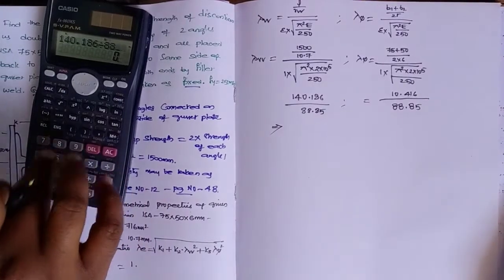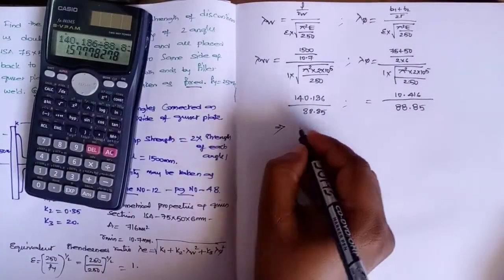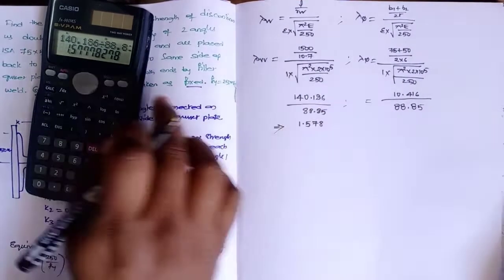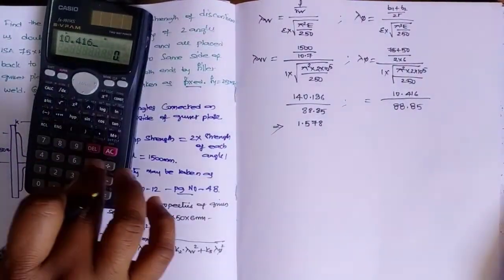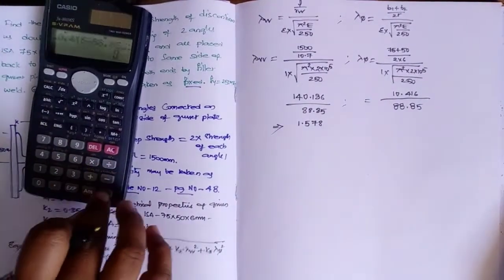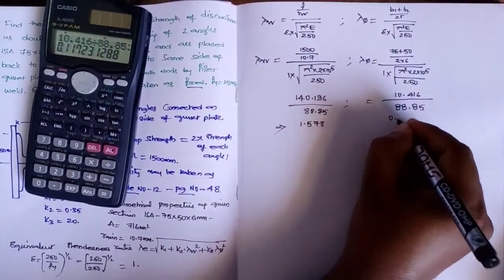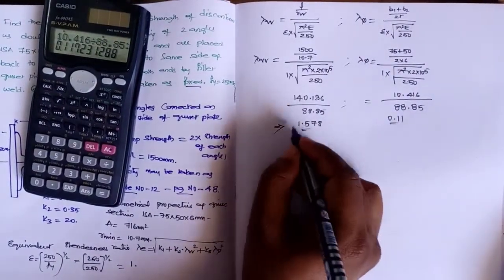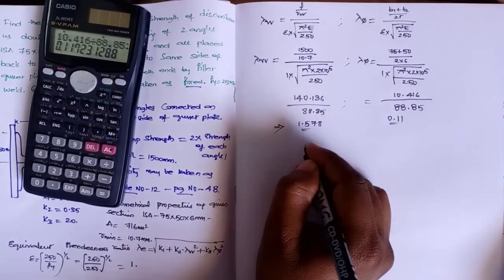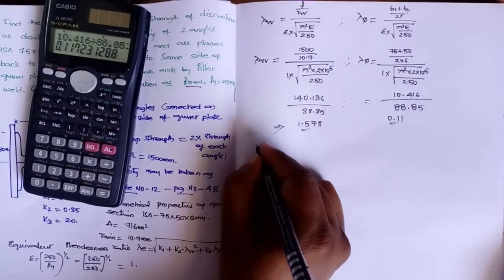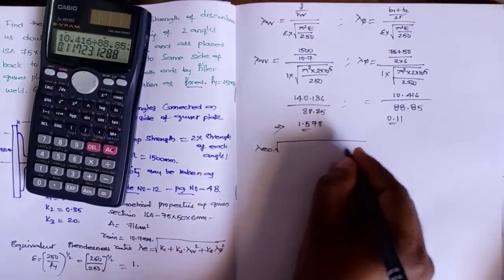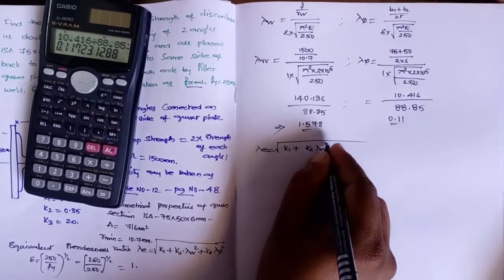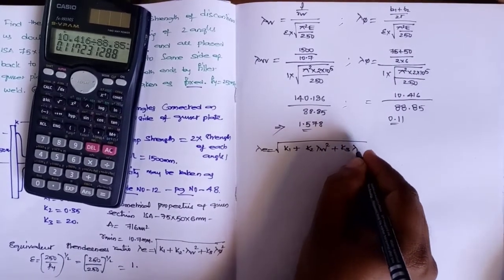Now if I solve 140.186 divided by 88.85, I got this as 1.578 and 10.416 divided by 88.85, so this is 0.11. Okay, now if I substitute these values, I got lambda Vv and lambda phi. So the equivalent slenderness ratio formula I am writing once again: K1 plus K2 into lambda Vv square plus K3 into lambda phi square.